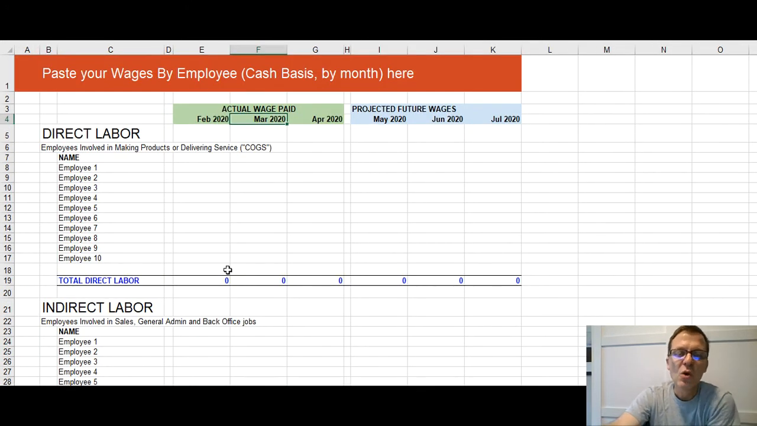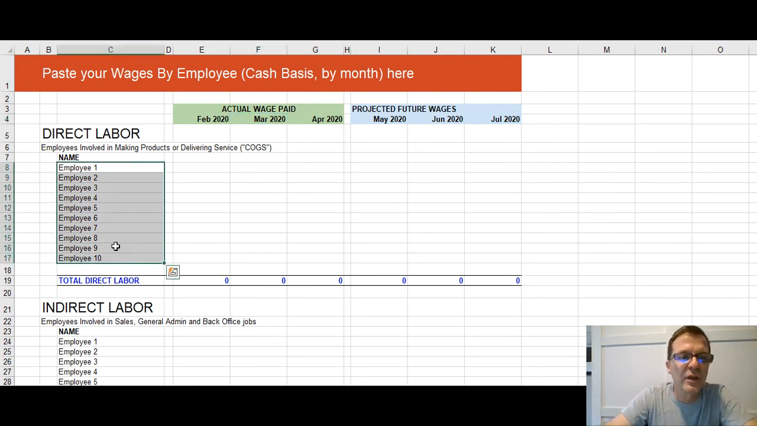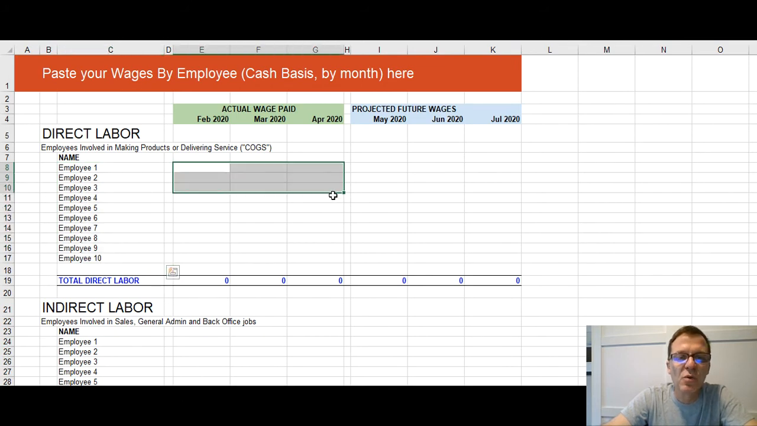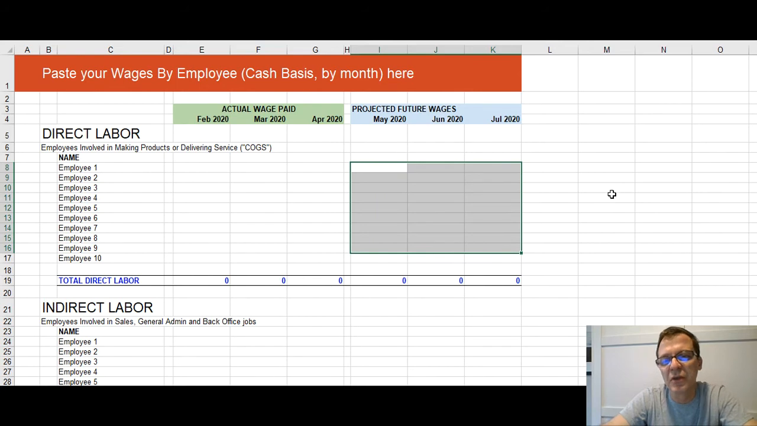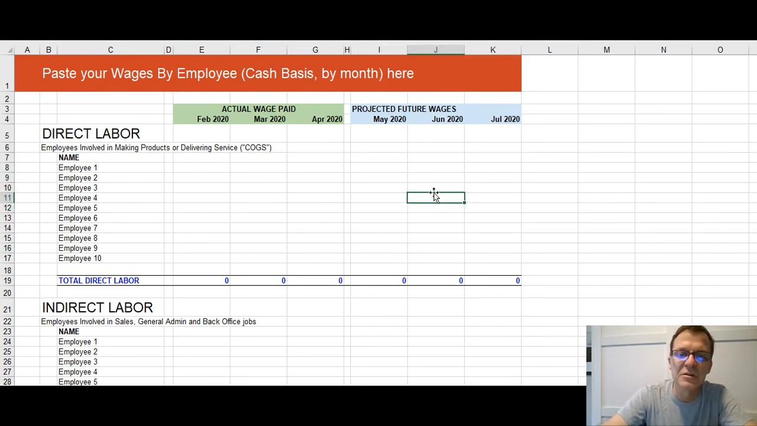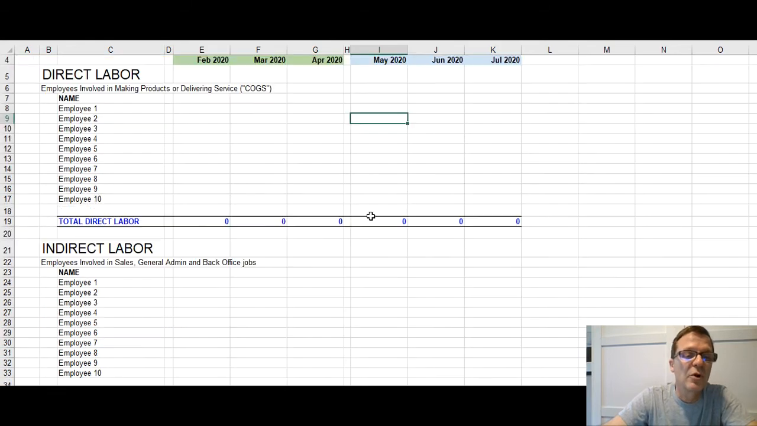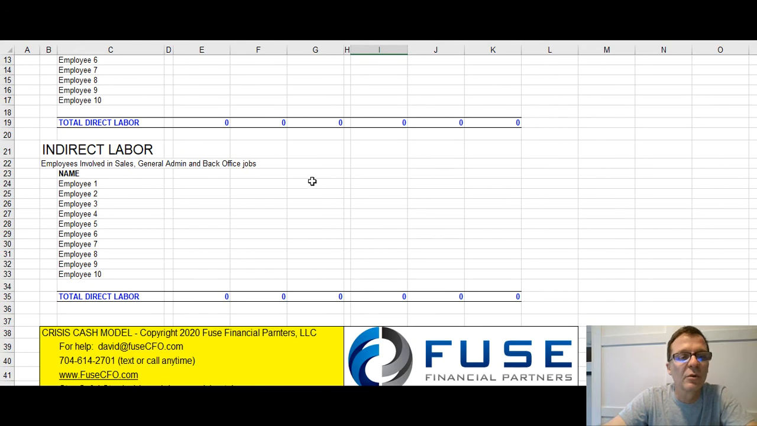For most people, wages are the largest expense, and so I've given you a quick little way to list every employee in here and their actual wages paid during the last 3 months, and then you can project the wages that you think you're going to continue to pay. Maybe you're going to lay some people off, and so there'll be some zeros here. Maybe you had to hire some extra people because you're complying with the PPP, but you can put those people in here also. So I've broken it down into two pieces for you, direct labor and indirect labor.